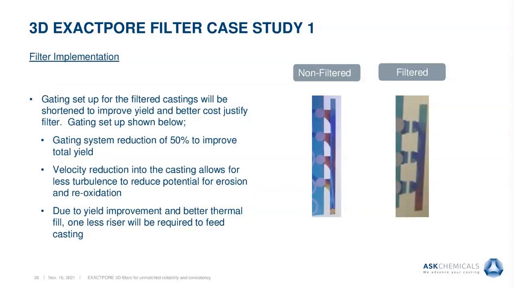The gating system for the castings with the filters was shortened to improve yield and better cost justify the filter. The gating system was reduced by 50% to improve the yield. Using MAGMA, a velocity reduction into the casting allowed for less turbulence and reduced the potential for any erosion or reoxidation. And due to the yield improvement and better thermal fill, one less riser would be required to feed the casting.